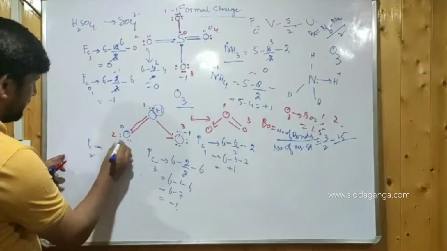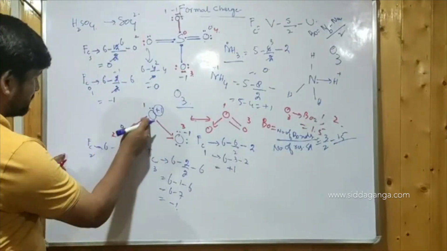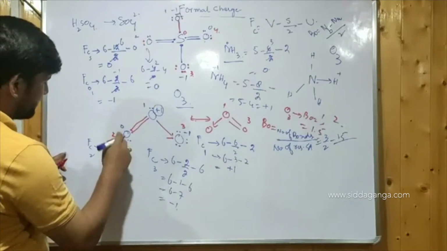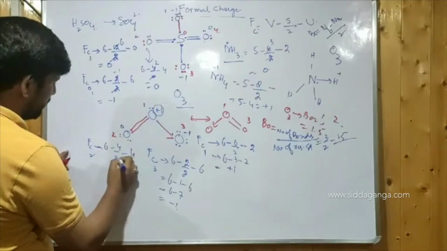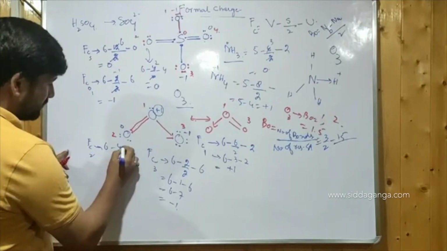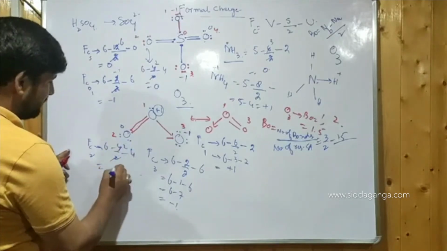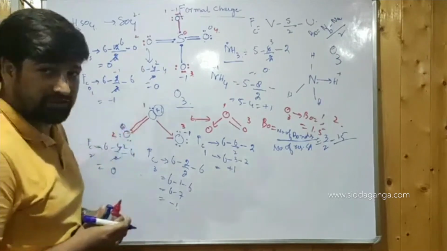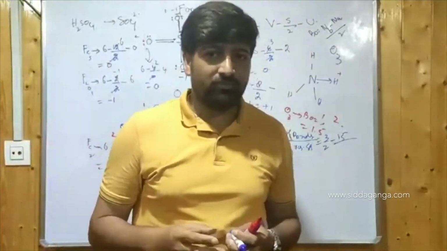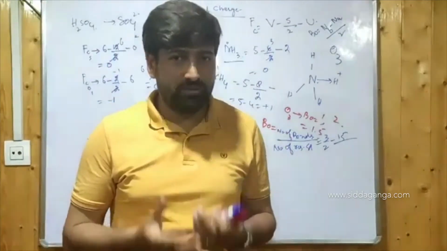Formal charge on oxygen number 2. Valence electrons 6, shared 1, 2, 3, 4, so 4 by 2, minus unshared electrons 1, 2, 3, 4. So that makes it 2, minus 2 minus 4 is minus 6. That will be 0. So this oxygen is 0. You got it clear, children? So this is how formal charge calculation needs to be done.